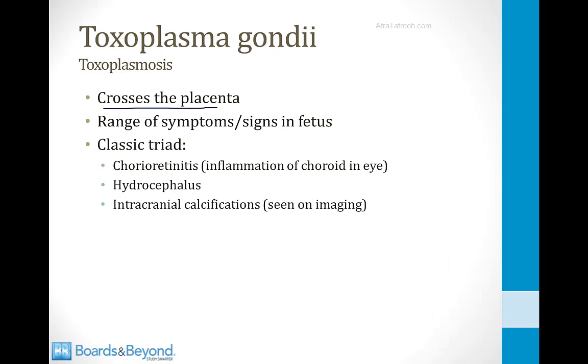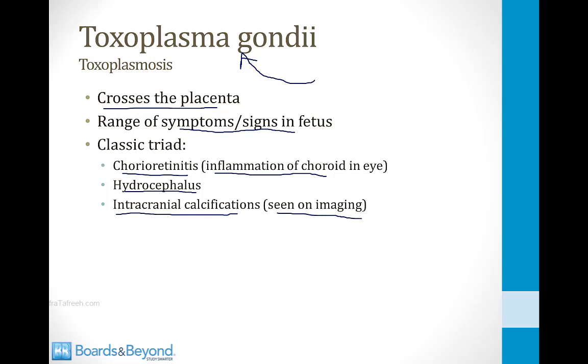Toxoplasma can cross the placenta, and remember that pregnant women are not supposed to change the cat litter, and that's to avoid exposure to this protozoa. If the baby gets infected in utero, there is a range of symptoms and signs that can be seen, but the classic triad of a fetal or newborn toxoplasma infection is chorioretinitis, so this is inflammation of the choroid, which is the vascular layer of the eye, hydrocephalus, and finally calcifications inside the brain and the skull. This is often seen on imaging.